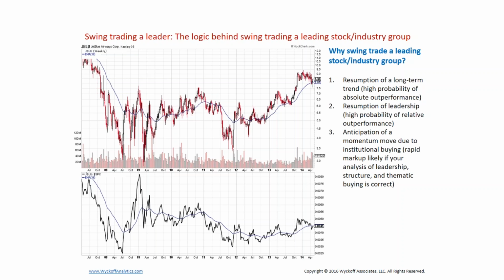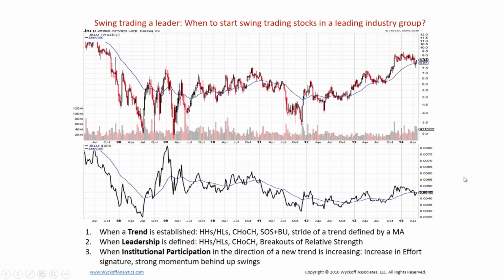We're going to assume that the long-term established trend in the leadership group is going to resume its leadership after some kind of consolidation. And in anticipation of that resumption of the trend, we're going to also anticipate a resumption of the momentum. And the momentum is the key for our swing trading. We are looking to momentum to enter the position before momentum occurs, or at least in the early stages of that momentum occurrence. So therefore, this is going to be our goal.